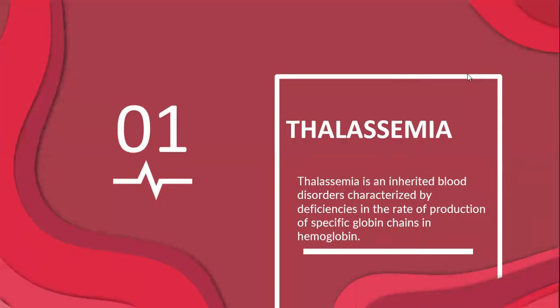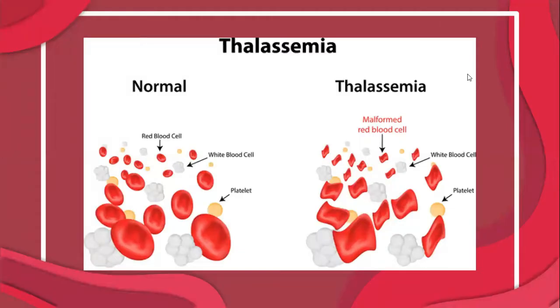First is thalassemia. It is an inherited blood disorder characterized by deficiencies in the rate of production of specific globin chains in hemoglobin. So as you can see, this is a normal RBC compared to a thalassemic RBC. They are malformed and microcytic, or smaller. Because of that, they don't function properly and they last shorter periods of time. So with that, fewer healthy red blood cells are traveling in the bloodstream, causing anemia and leaving the body fatigued.